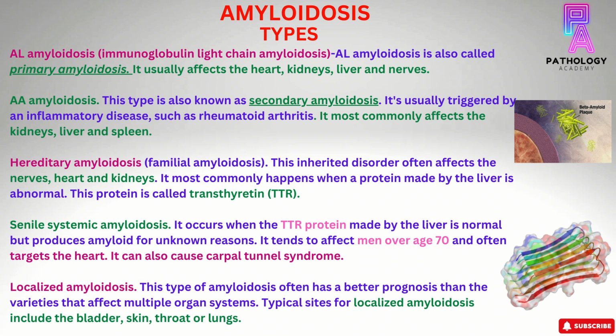Localized amyloidosis has a better prognosis than the other varieties which affect multiple organ systems. Typical sites for localized amyloidosis include bladder, skin, throat, and lungs.